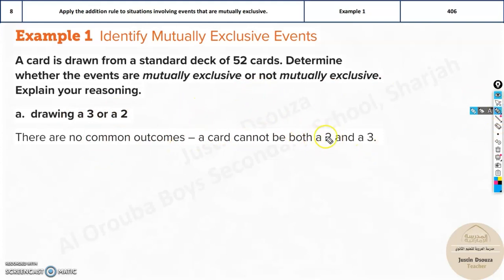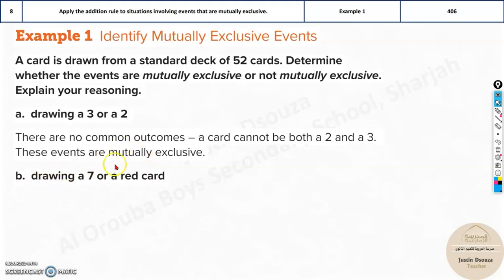Because this does not affect, they're not the same cards. They do not affect each other, isn't it? The 3 is a separate card. There are 4 cards. If you remove one, there'll still be 3 remaining. Same way, 2s are separate. There are 4 2s. It's separate, nothing to do with any commonality. So they are mutually exclusive. They're unique. They're separate. Okay, they're mutually exclusive.